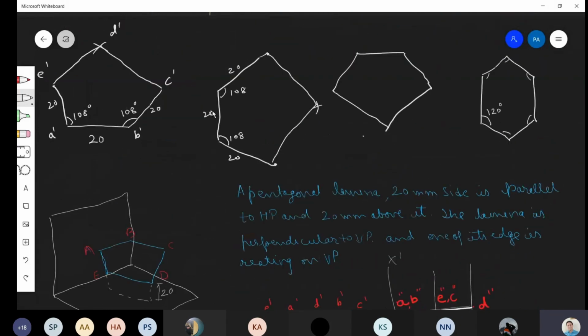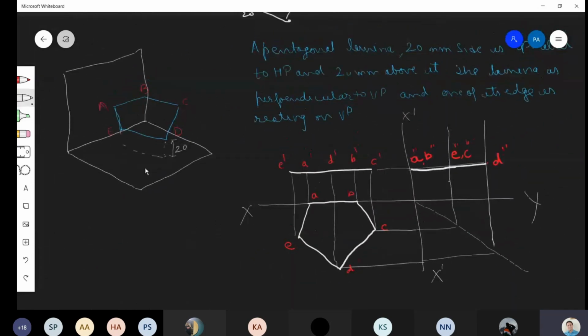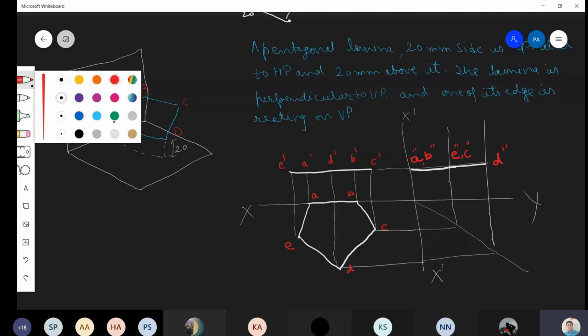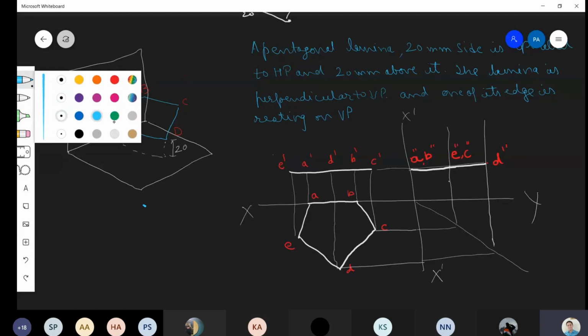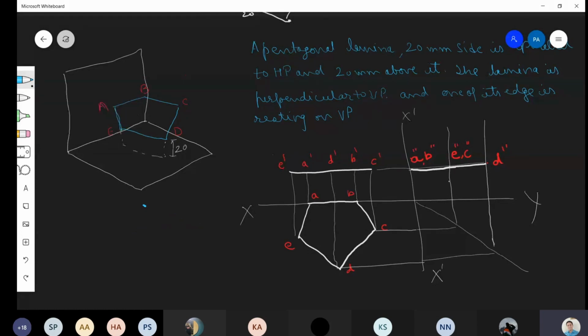See now, this is a lamina. This is the lamina A, B, C, D, E. What is this? This is a pentagon, and this is just a lamina. Lamina means how many surfaces? Only one surface. I am drawing it here again, a pentagon like this.